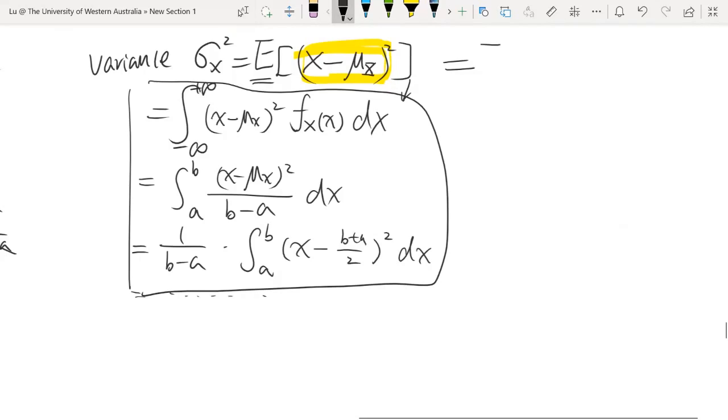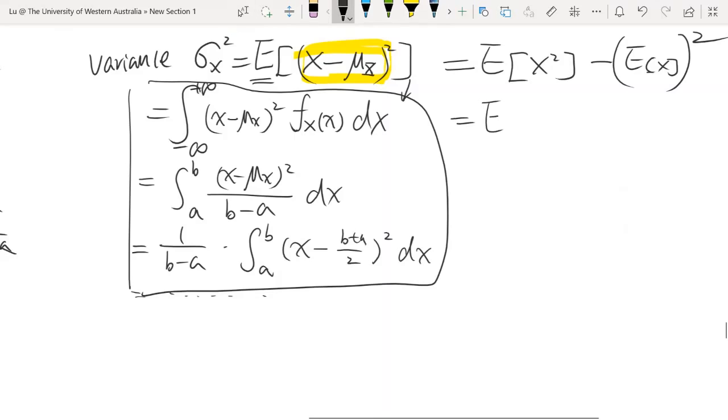We said this expectation of (X minus mu_X) squared can be converted to E[X squared], where X is a random variable, okay? Minus the square of the mean of this random variable. This is equal to E[X squared] minus, for this mean, we have solved that, which is (b plus a) over 2. You just need to square it.